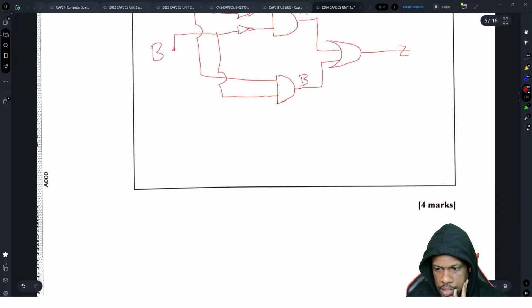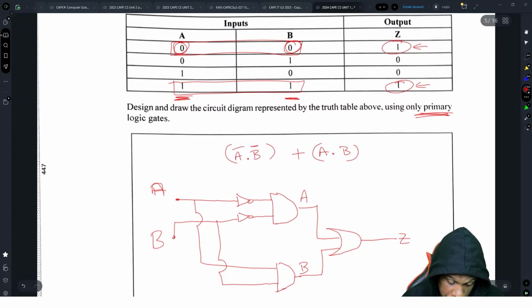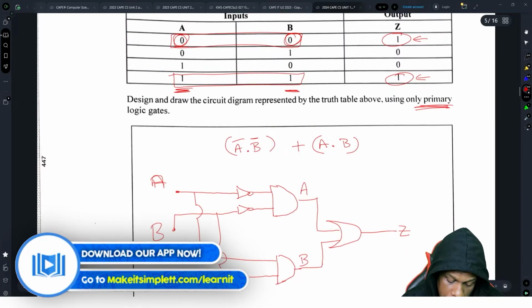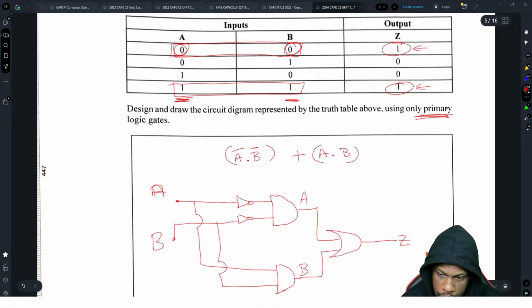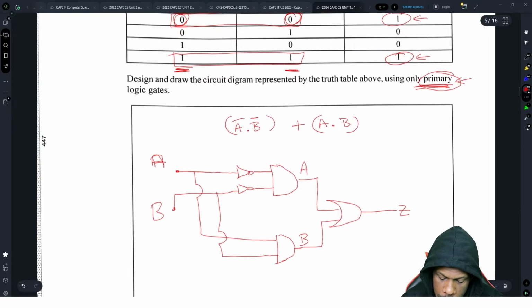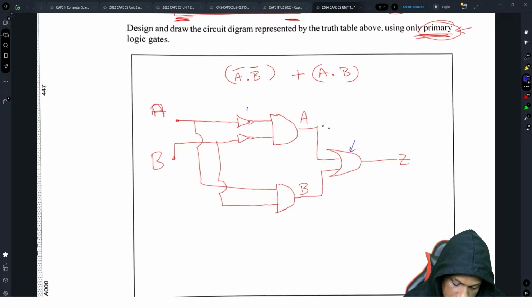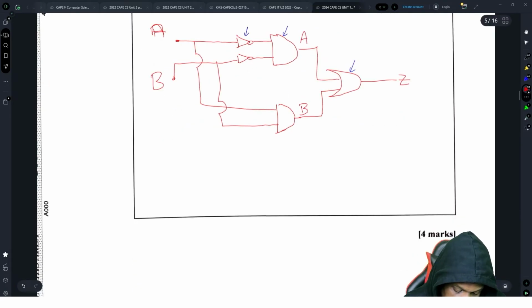Four marks? Cake. The tricky part of this question is that it's an XNOR, but they say only using primary logic gates. So you have to show the primary logic gates, which are only AND, OR and NOT. So you have an AND here, an OR there, and a NOT.